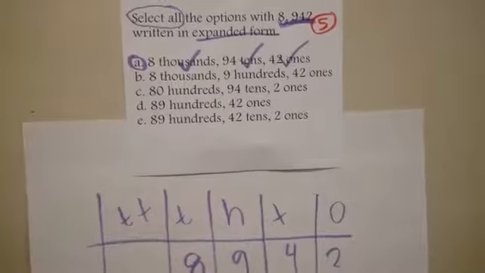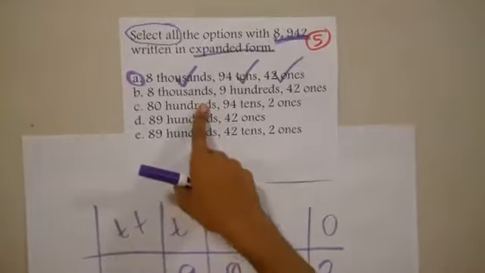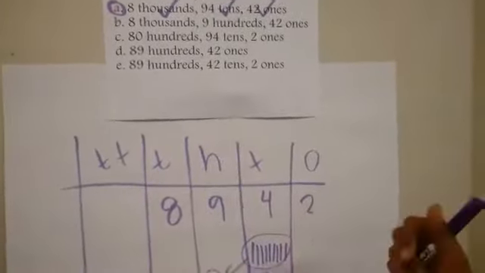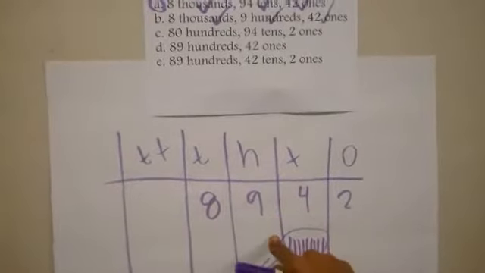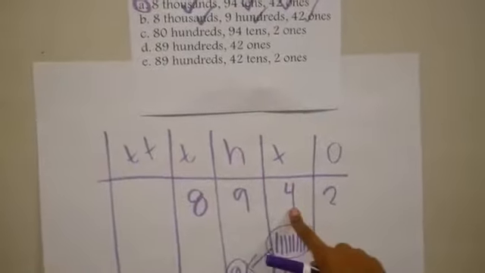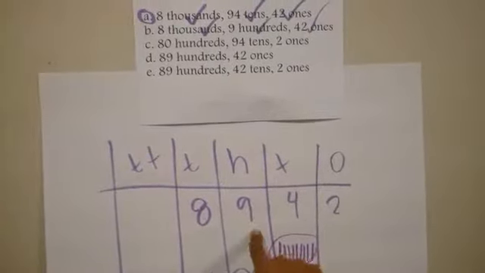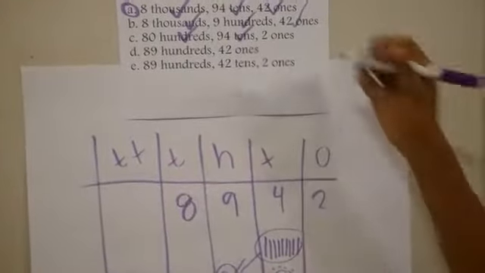8,000s, 900s, 42 ones. Do I have 8,000s? Yes. 900s? Yes. 42 ones? Yes. So that checks. Let's look at the next one. 80 hundreds. If I have 80 hundreds, that would bundle over to 8,000s, and I do have 8,000s. 94 tens? Yes. If I had 94 tens, that would really be like having 900s, 4 tens. So we have that. And do I have 2 ones? Yep, we do.